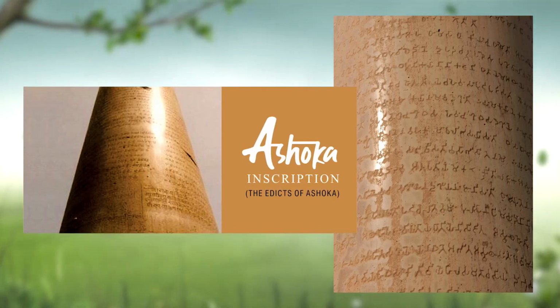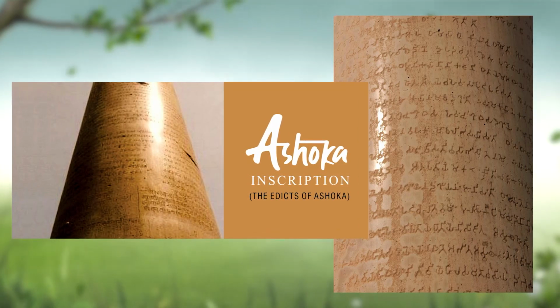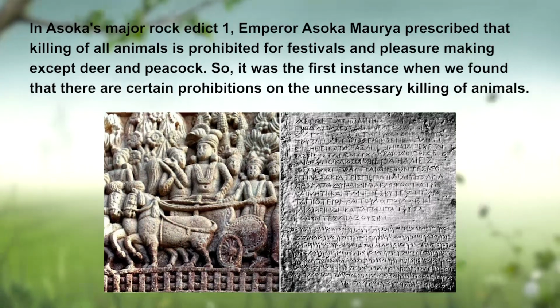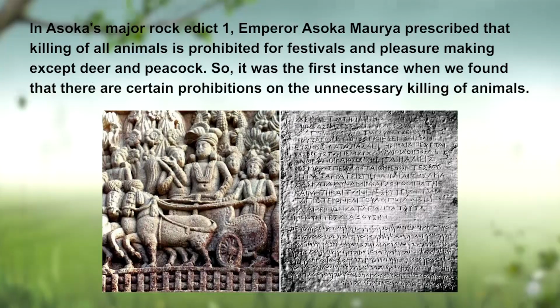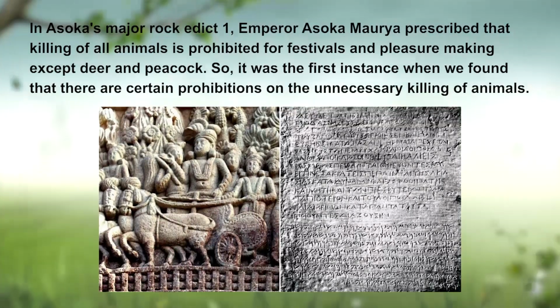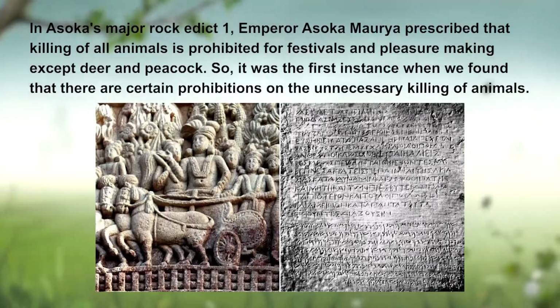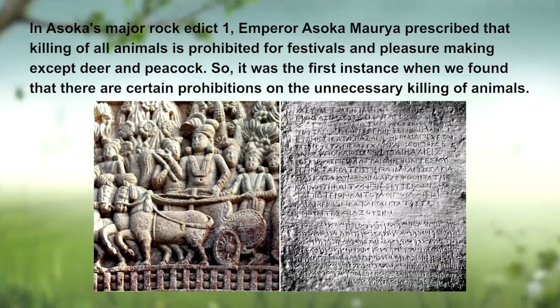In Ashoka's Major Rock Edict 1, Emperor Ashoka Maurya prescribed that the killing of all animals for festivals and pleasure-making is prohibited, except deer and peacock. So it was the first instance where we find a certain prohibition over the unnecessary killing of animals. There might be a question of why deer and peacocks are left out. It is because the Mauryans had special affinities for deer and peacocks, and they are said by certain historians to have originated from peacock tamers.